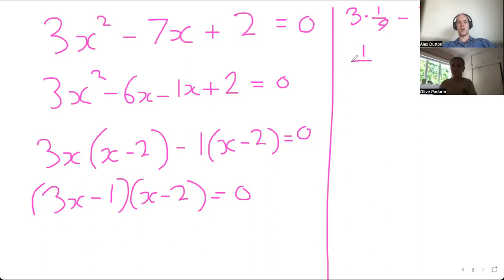So what is 3 times 1/9? Well, it's 1/3 minus 7/3. How many thirds is 2? How many thirds in 2? Oh, 6. Yeah, so 2 is 6/3. And then I think you'll be quite satisfied that 1 minus 7 plus 6 equals 0. So it does work.